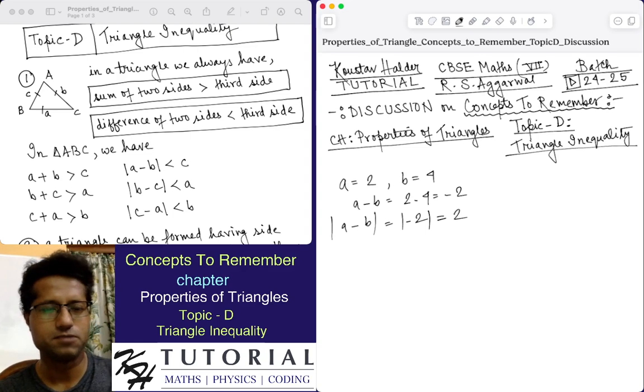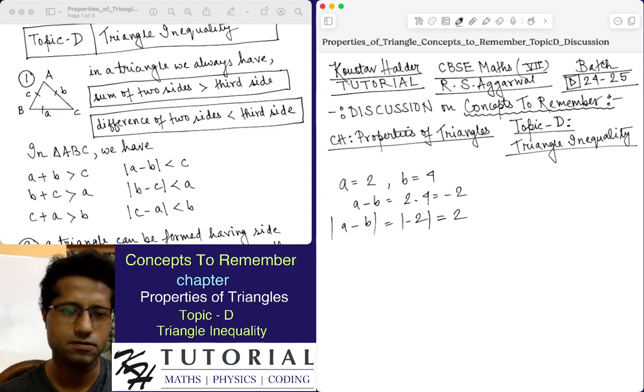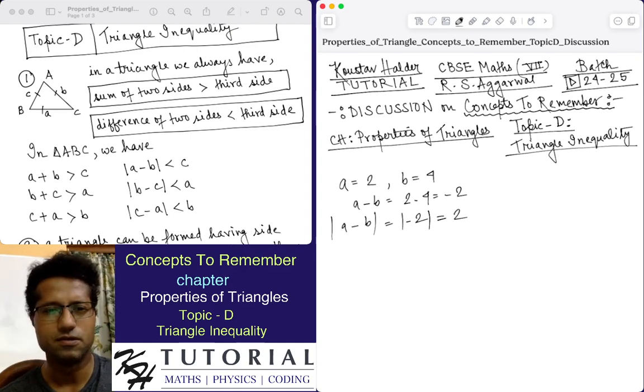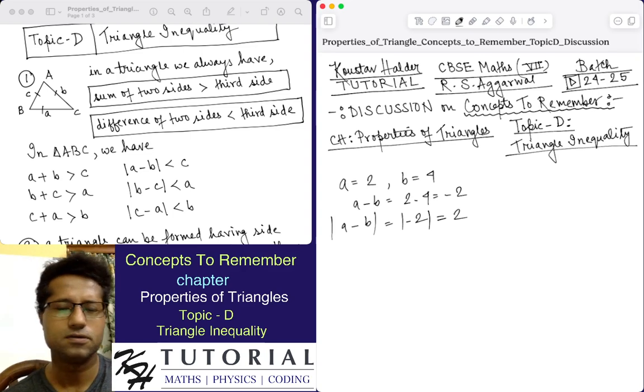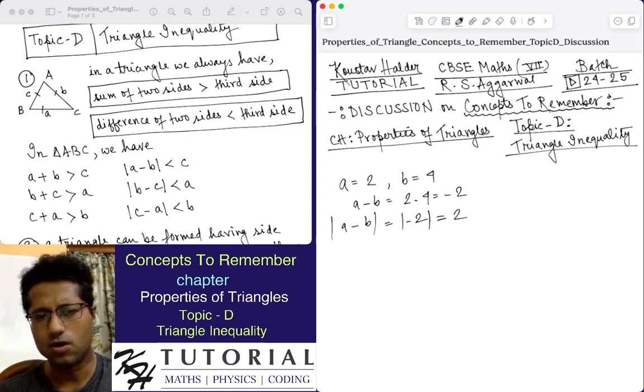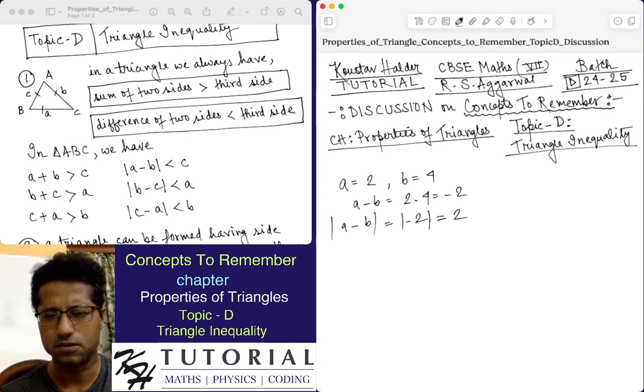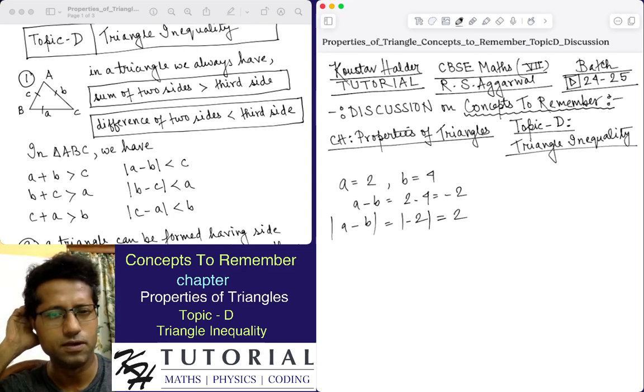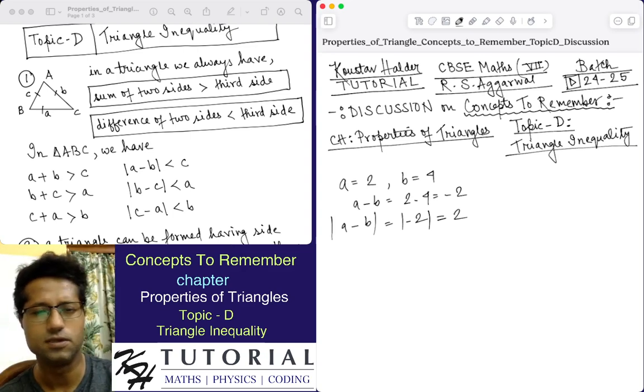So we have a plus b greater than c, and modulus of a minus b less than c. Similarly, we will have b plus c greater than a, and modulus of b minus c less than a, and c plus a greater than b, and modulus of c minus a less than b. So these are the very fundamental concepts of triangle inequality regarding the length of the three sides of a triangle. All other key concepts will be based on these two concepts.